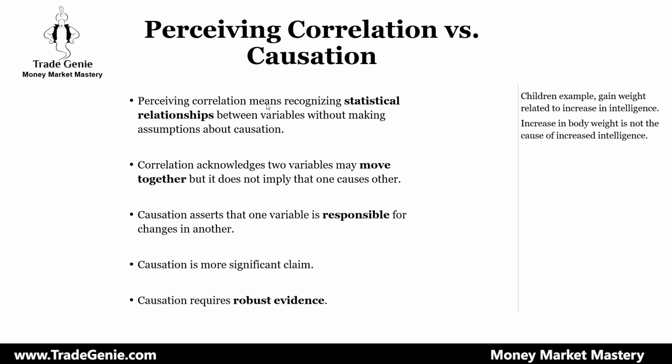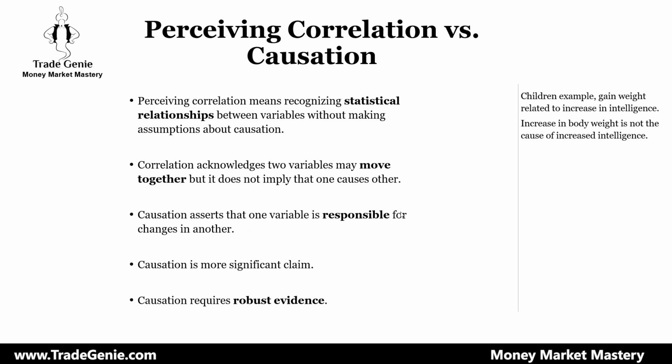So perceiving correlation means recognizing a statistical relationship between variables without making assumptions about causation. So that is the correlation. Correlation acknowledges two variables may move together, but it does not imply that one causes the other. So if Chevron is moving to the downside and Exxon is also moving downside, it doesn't mean that Chevron and Exxon are related together. It could be that something else is happening out there.